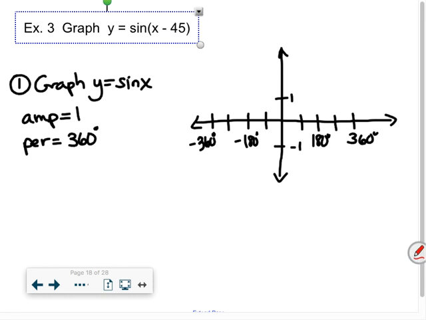Alright, we know sine: 0, 0, up to 1, 0, 0, down to negative 1, and I'm going to make this one dashed. Step 2, this one's going to be right 45 degrees.